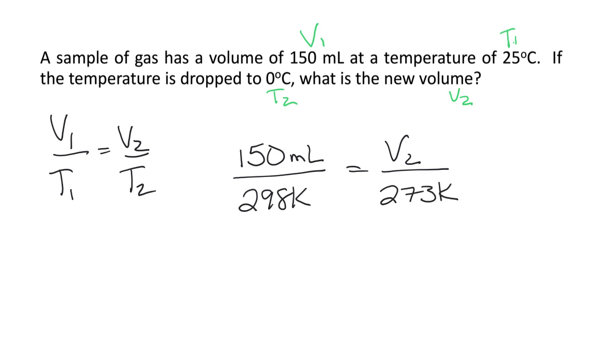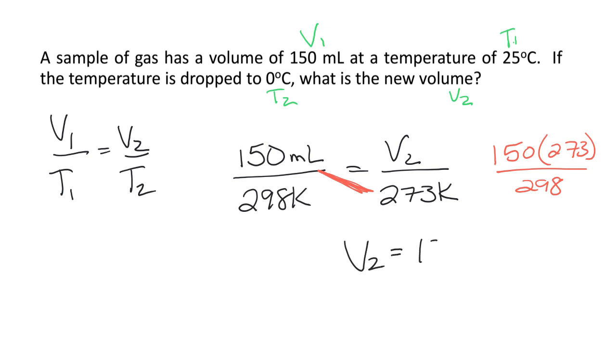273 K. Now we're going to cross multiply. If you remember, we multiply by these two and then divide by that. So it's 150 times 273 divided by 298. That gives me a V2 of 137 milliliters.